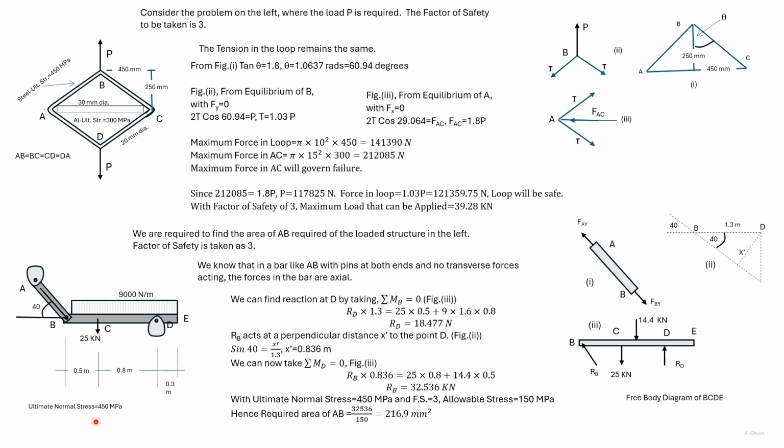The ultimate stress is given as 450 MPa divided by 3, the factor of safety. The allowable stress is 150 MPa. So divide the force by the allowable stress, get the required area of AB.